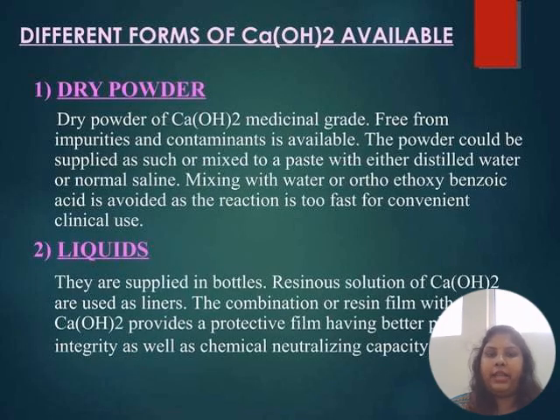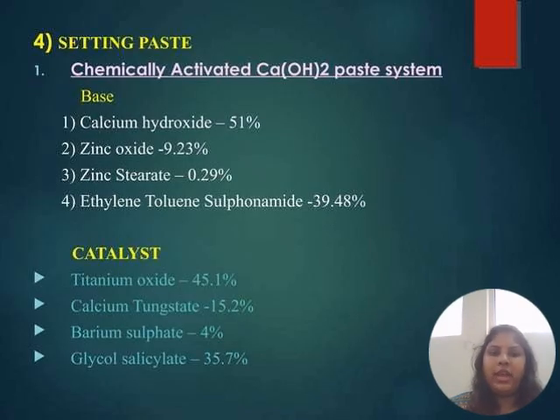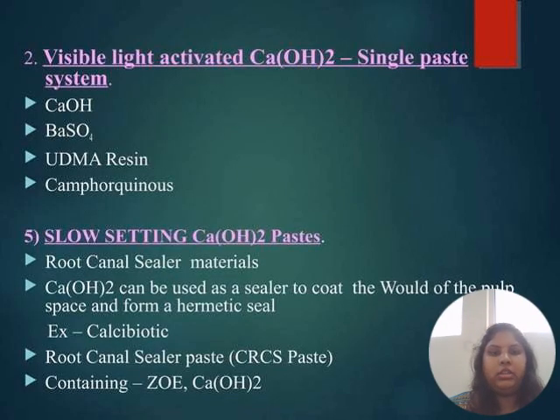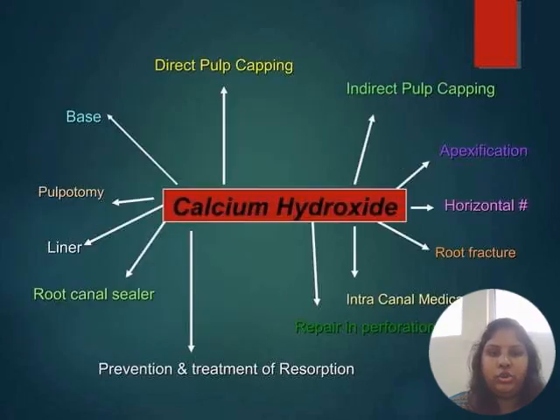So different forms of calcium hydroxide are available: dry powder, liquids, non-setting paste. Next you have setting paste, where you have a chemically activated calcium hydroxide paste system with a base and catalyst, then a visible light activated calcium hydroxide as a single paste system, and a slow setting calcium hydroxide paste. Then vehicles: you have aqueous vehicles such as water, saline and LA solution, viscous vehicles such as glycerin and polyethylene glycol. Then oily vehicles: you have olive oil, fatty acids and eugenol.